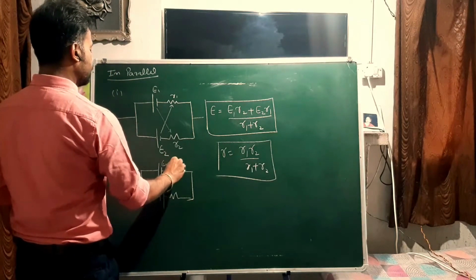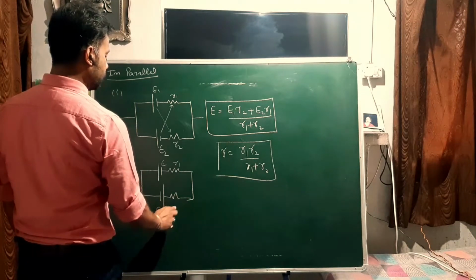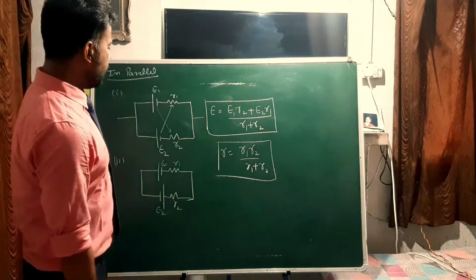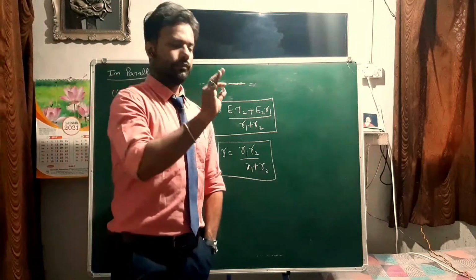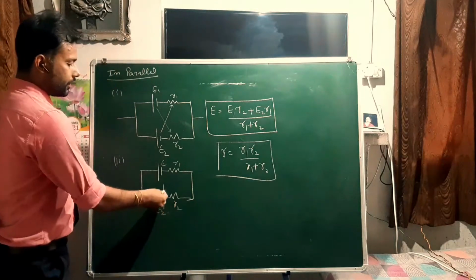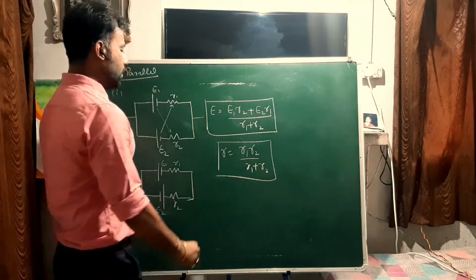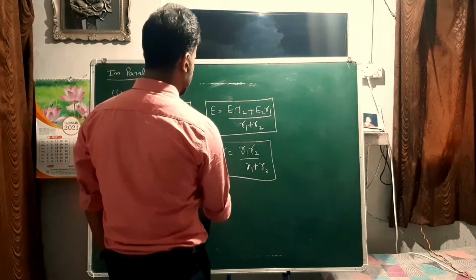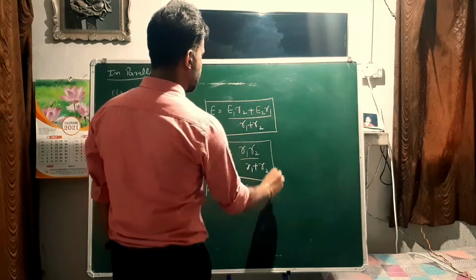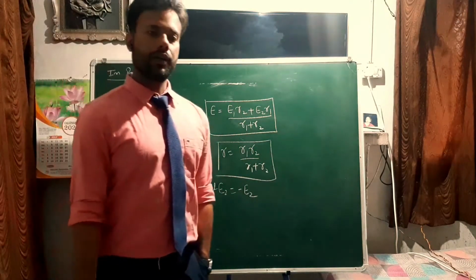This is E1, R1 and E2, R2, right? You don't have to do anything, just take the cell E2 as negative. Now put E2 as minus E2 in the formula, then you will get your EMF, right?